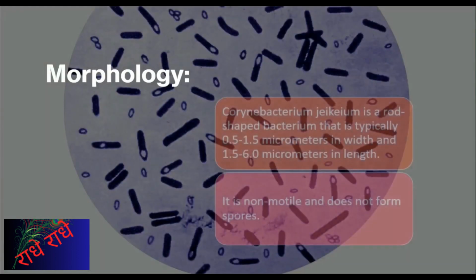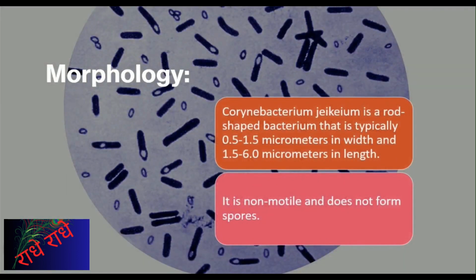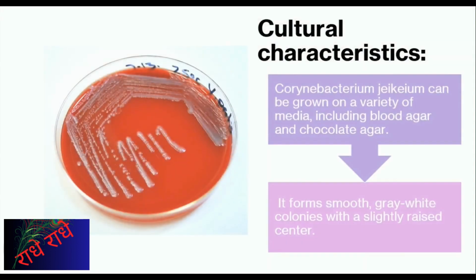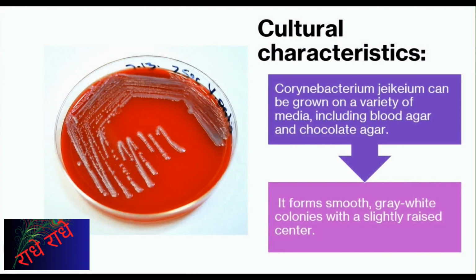tract. Corynebacterium jeikeium is a rod-shaped bacterium that typically measures 0.5 to 1.5 micrometers in width and 1.5 to 6.0 micrometers in length. It is non-motile, meaning it cannot move independently, and it does not have the ability to form spores. Cultural characteristics of Corynebacterium jeikeium can be observed when growing it on various media, like blood agar and chocolate agar. In these conditions, Corynebacterium jeikeium produces smooth, gray-white colonies that have a slightly raised center.